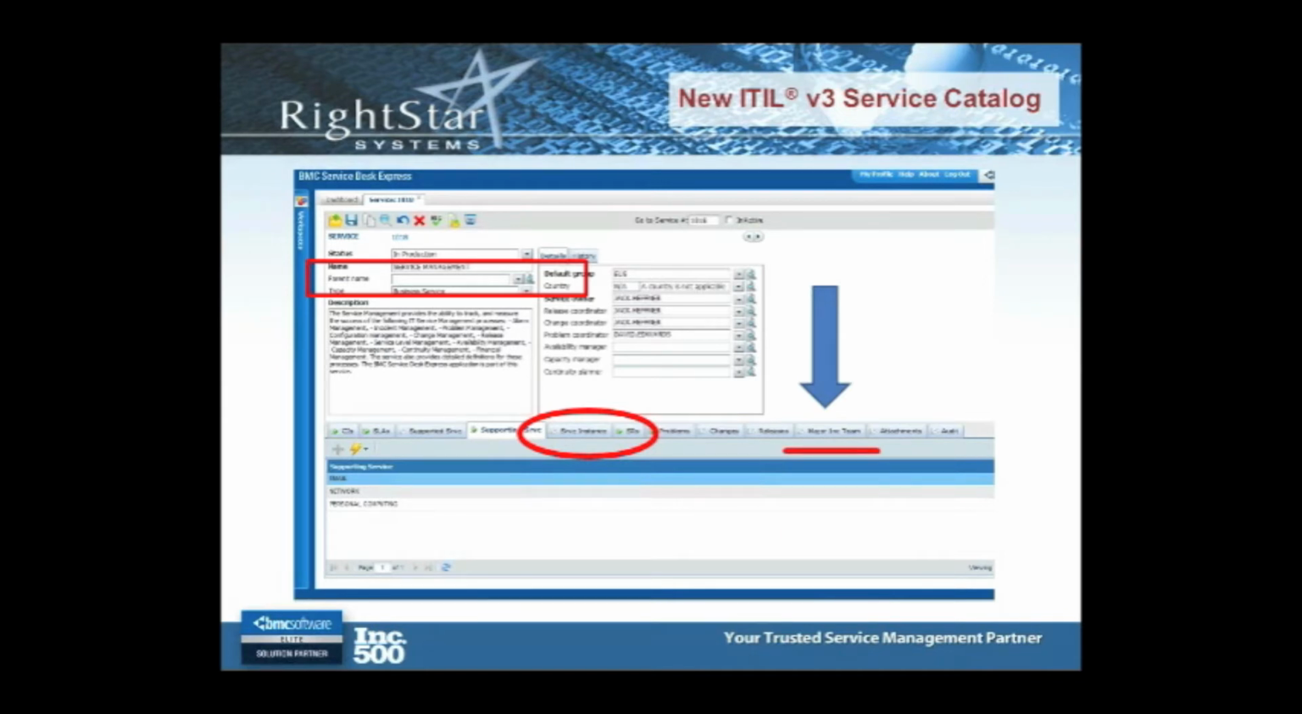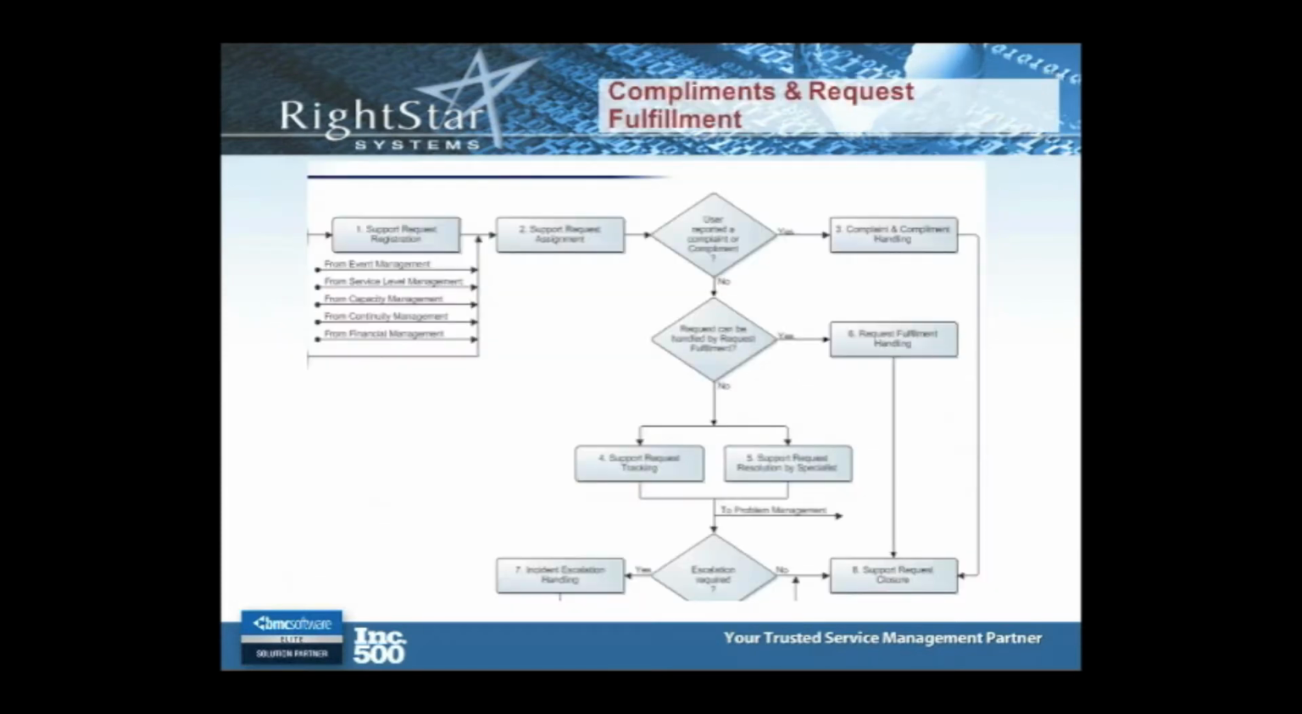Another feature that was added, because of the major incident processes, is a major incident team tab. At this point, you can identify individuals that are key to that particular service if there were a major incident for that.